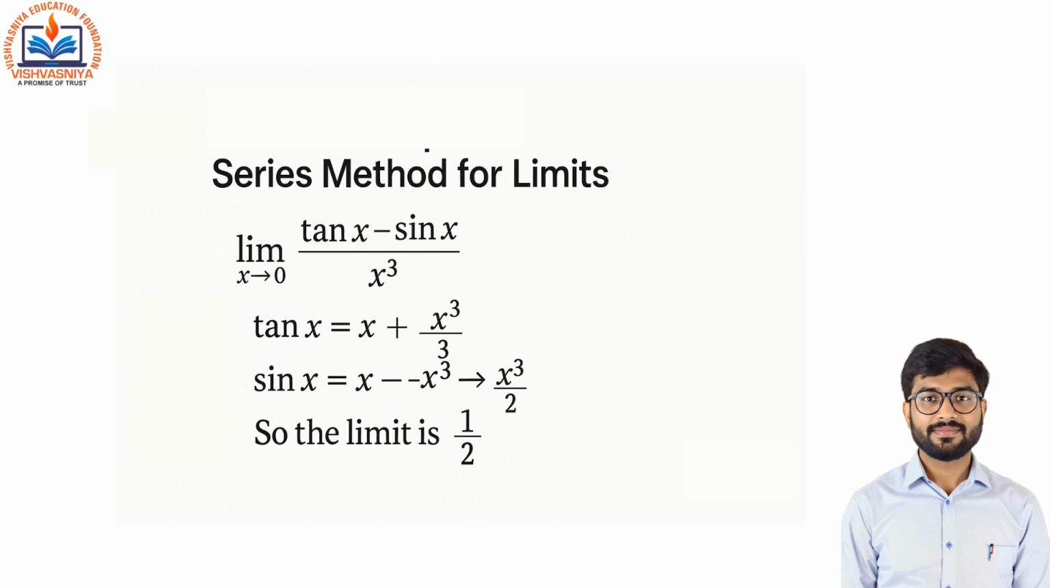Example 1. Limit as x approaches 0 of tan x minus sin x divided by x cubed. Using series expansion, tan x is approximately x plus x cubed by 3. Sin x is approximately x minus x cubed by 6. Subtracting gives x cubed by 2, so the limit is 1 by 2.